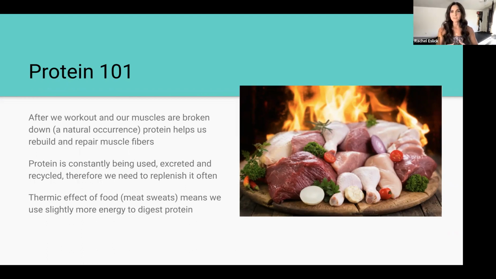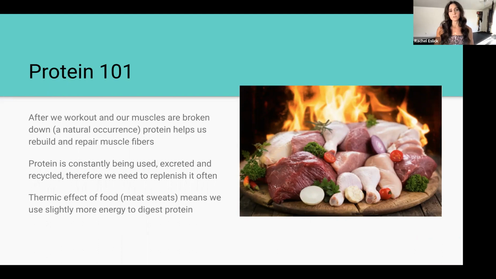Like we can be if we're just eating donuts all day, which are a combination of carbs and fat, not a lot of protein in donuts. After we work out and our muscles are broken down, because that is kind of what we're doing when we're working out, we're straining our muscles. This is natural. Eating protein helps us rebuild and repair our muscle fibers. So it's good for muscle building.